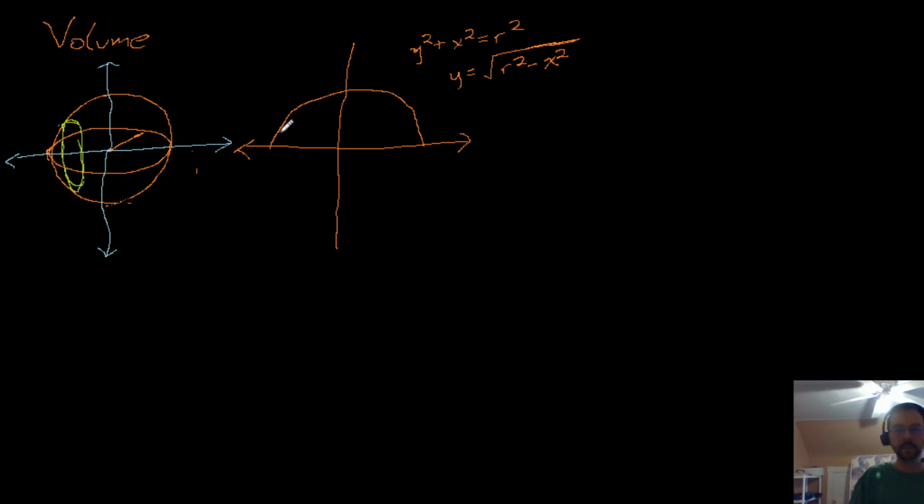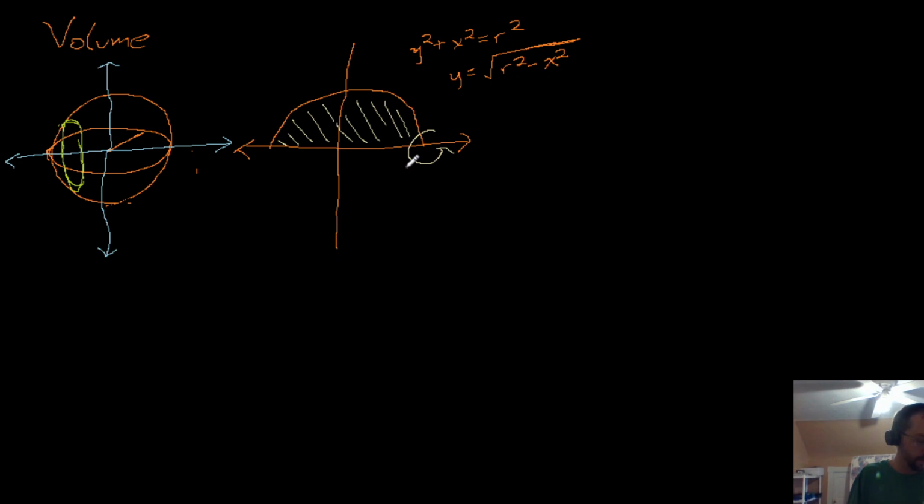If you were to take this line, but not only this line, this area in between the line and the x-axis, if we were to take that area and rotate it around the x-axis, it would end up forming the shape of a sphere. I think that's pretty easy to visualize.